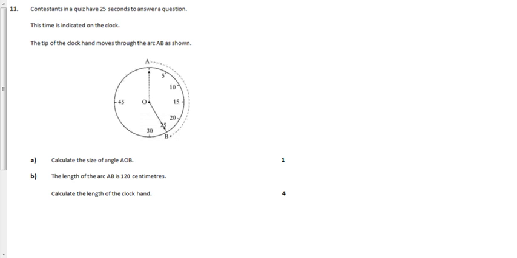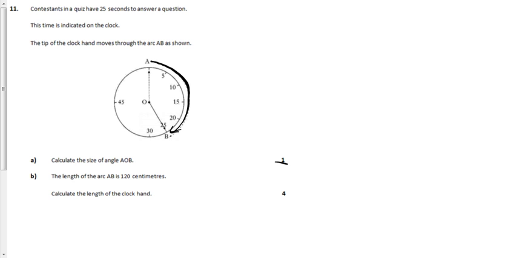Well, let's read the question. We've got 25 seconds to answer a question in a quiz. And it's showing us how far round the clock that goes. Time's indicated on a clock. The tip of the clock hand moves through the arc AB as shown. So it's moving in the direction I've indicated there. Calculate the size of the angle AOB. And it's worth 1 mark there.